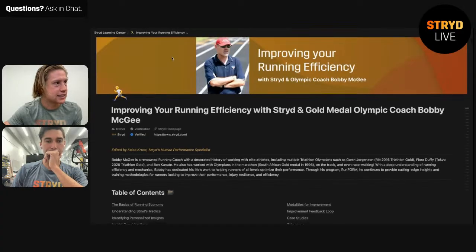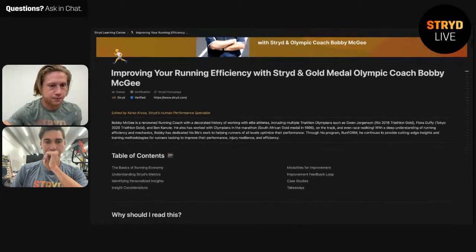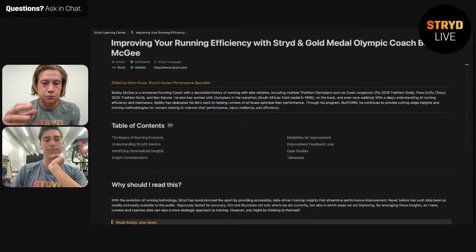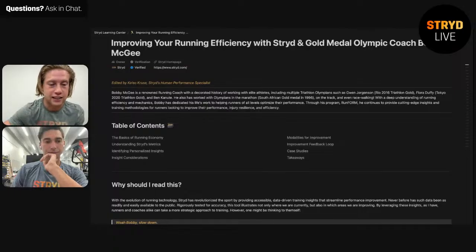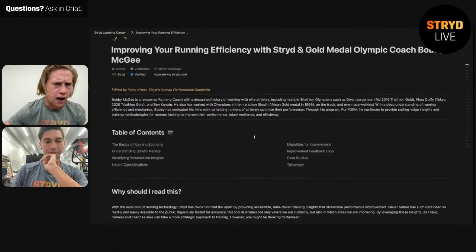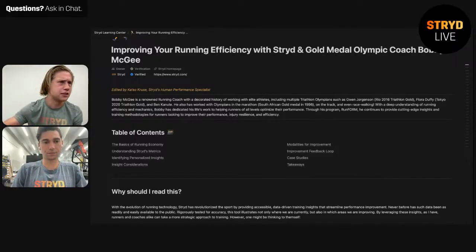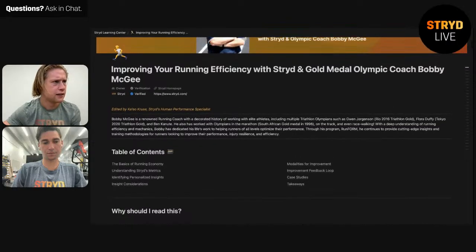And we're going to be taking this Wikipedia style site where you can jump to the table of contents and access things such as understanding what Stryd metrics mean, identifying personalized insights, accessing those video links, of course, and then understanding A to Z how to go through the improvement feedback loop, and then case studies of other users. Ko, so we did work with Olympic coach Bobby McGee, and could you take us through the process of how this material was created?